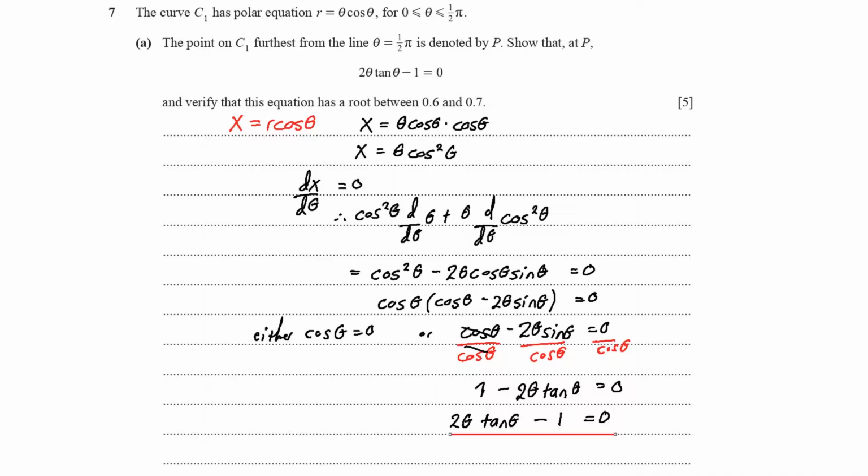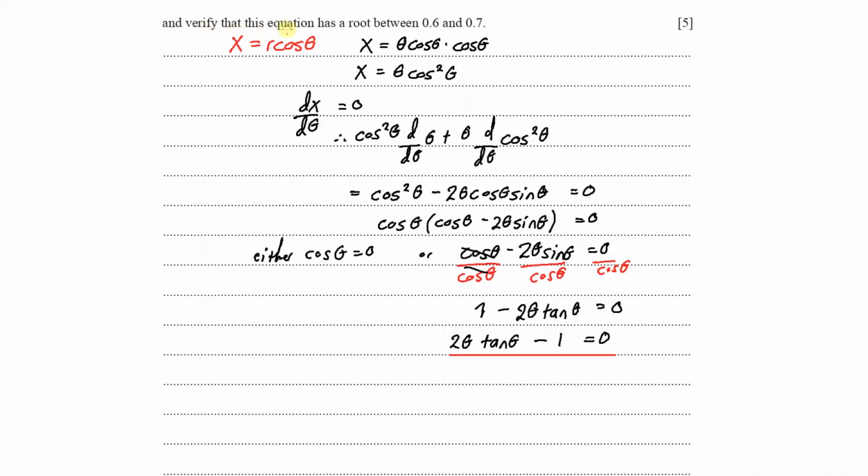Let's go on to the other part of the question. Verify that this equation has a root between 0.6 and 0.7. So here I'll say let f of theta be equal to 2 theta tan theta minus 1. So here f of 0.6, we will have to calculate to see what we get from it, and also f of 0.7. So let's do that.